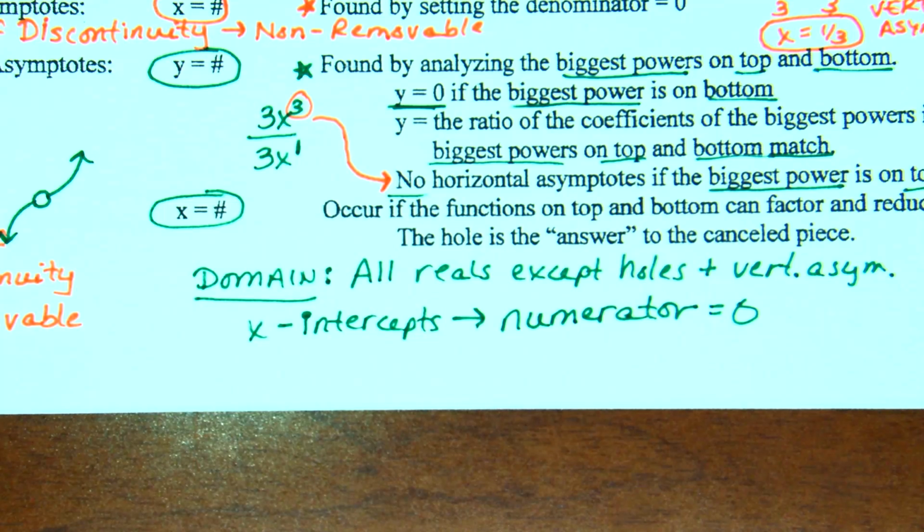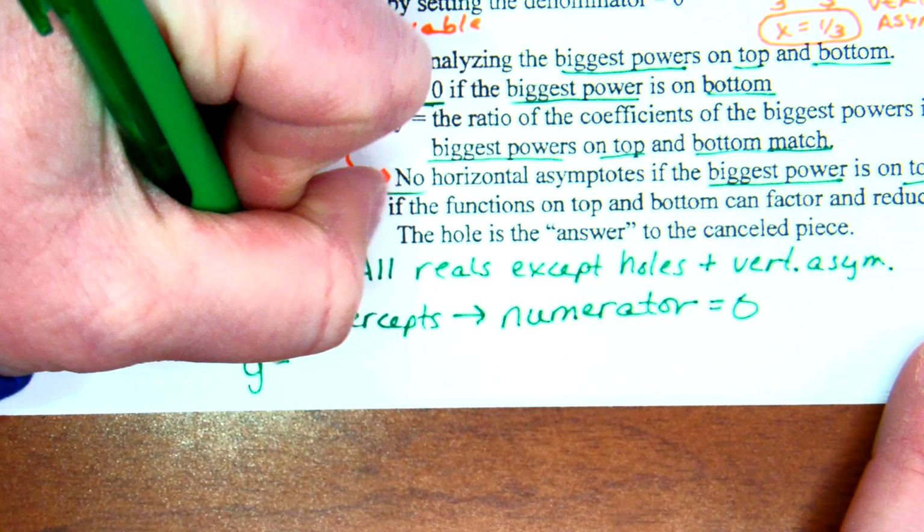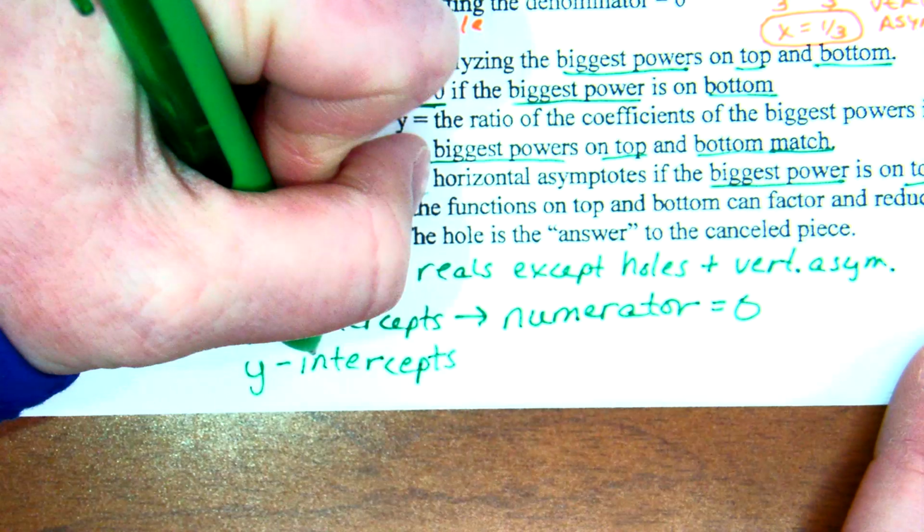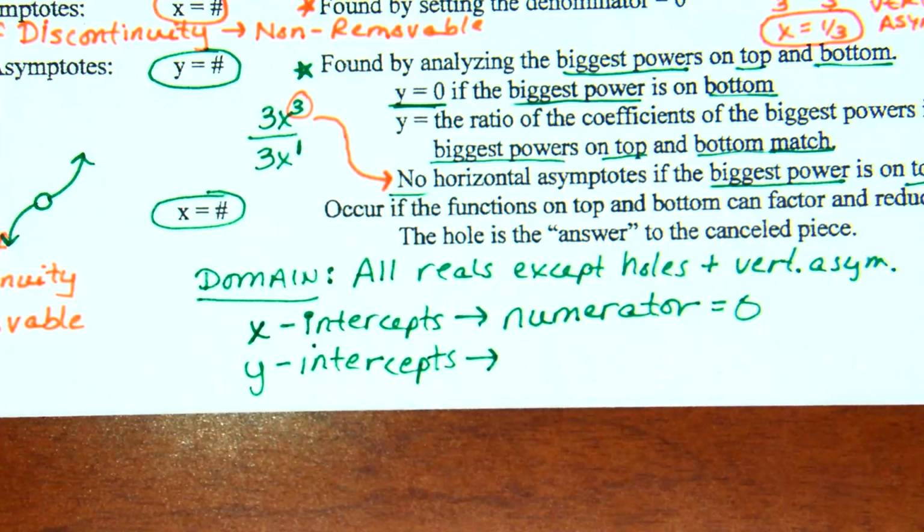So x-intercepts happen when y is 0, so it happens when the numerator is 0. Y-intercepts, they just happen when x is 0. So with a y-intercept, we're just going to let x equal 0. So we're just going to put 0 in for x.